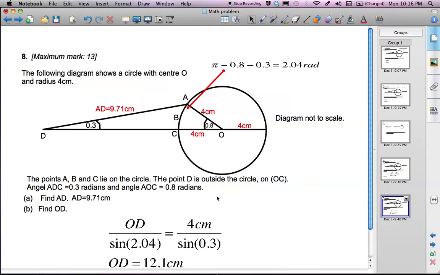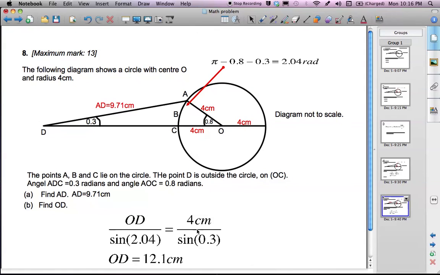Going on to B, we're going to use the sine rule again. However, we're going to have to use this angle that we have determined a couple steps ago. So we're going to go length of OD divided by sine 2.04 equals 4 centimeters divided by sine 0.3. So as you can see, the answer is 12.1 centimeters. Make sure you use radians on your calculator, and that's the answer to A and B.